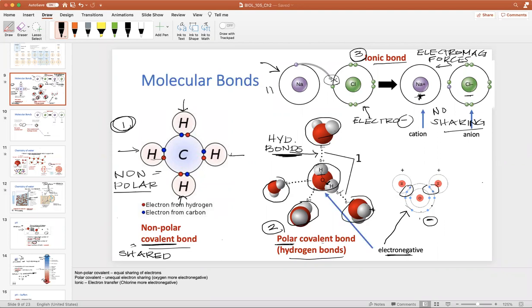It hogs all the electrons. You can see here in this diagram that the concentration of electrons around oxygen in a water molecule is really situated around this oxygen nucleus, right? And the electrons are kind of pulled away from the hydrogens here.